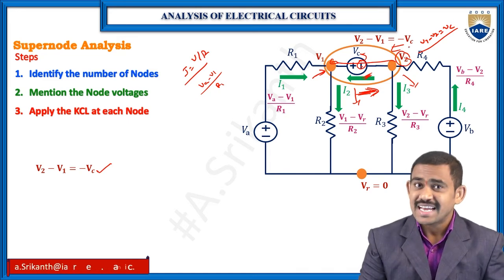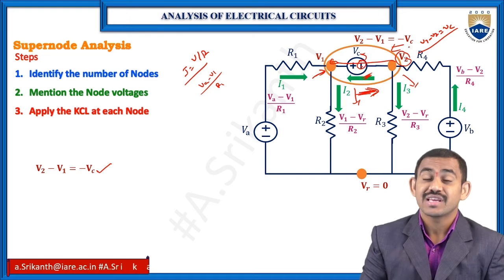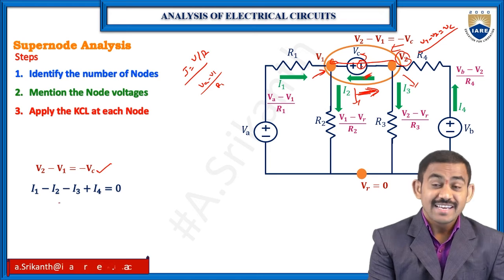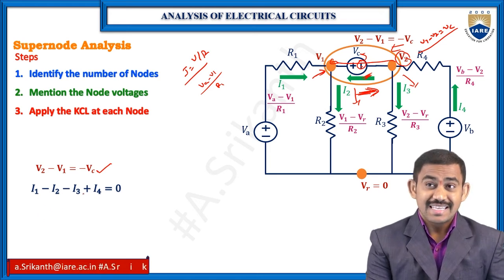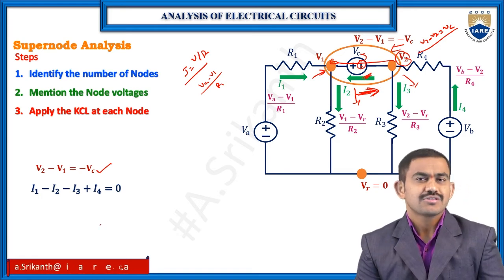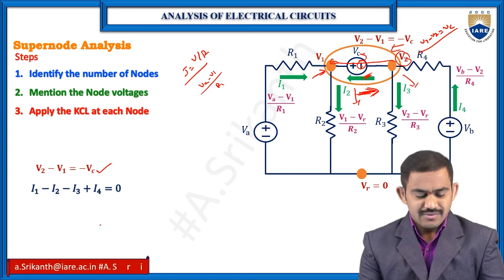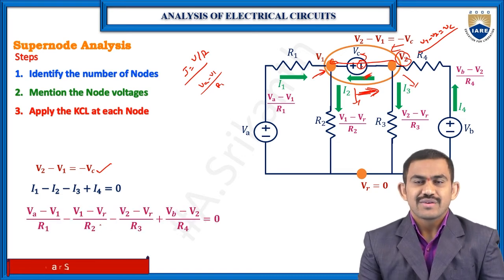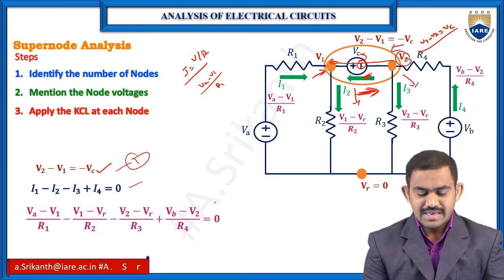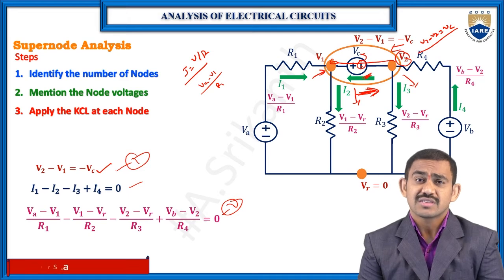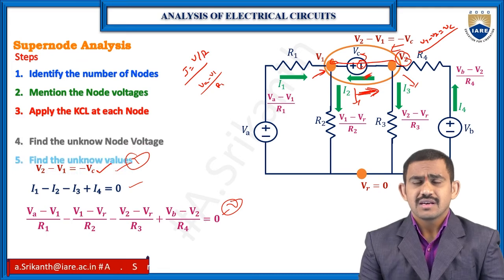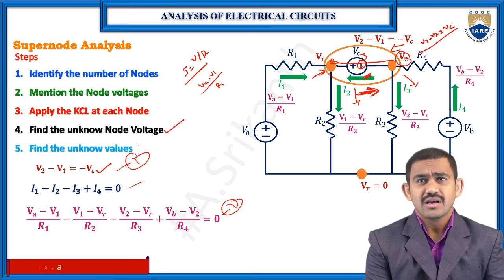So I1 minus I2 minus I3 plus I4 equal to 0. So I1 is incoming, I2 is outgoing, so minus I2, minus I3, I3 also outgoing, plus I4, that means I4 is incoming, equal to 0. Now substitute those values in this equation: I1 value, I2 value, I3 value, I4 value. So two equations, equation number 1 and equation number 2. Two equations, two unknown values. You can solve and get the V1 and V2 values. So you can find out the node voltages and the unknown values where you require.